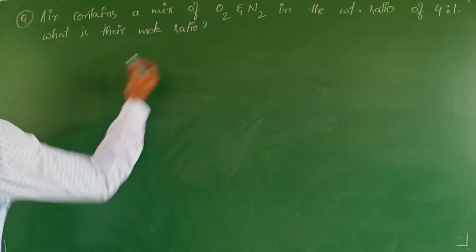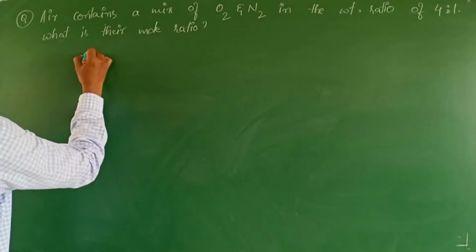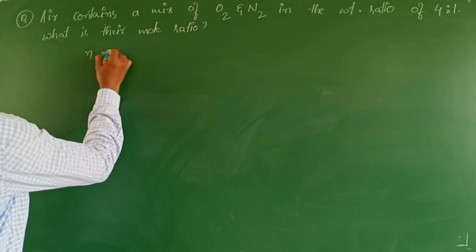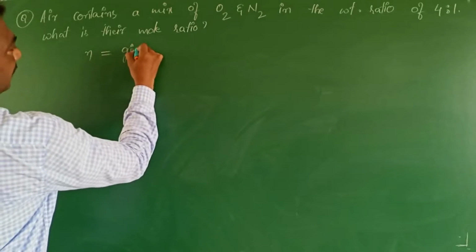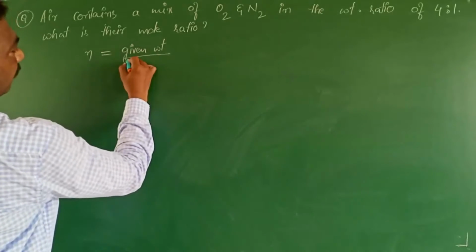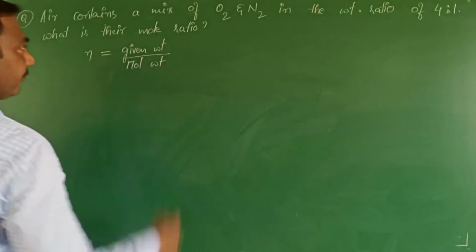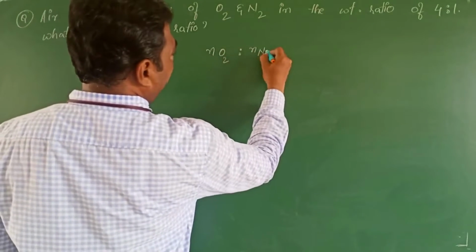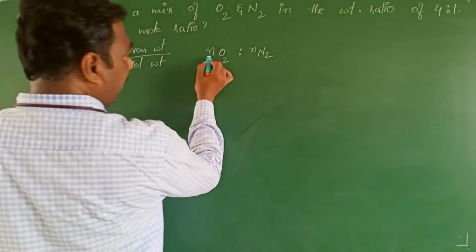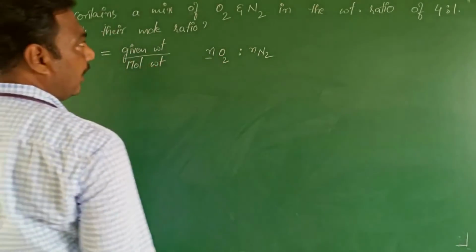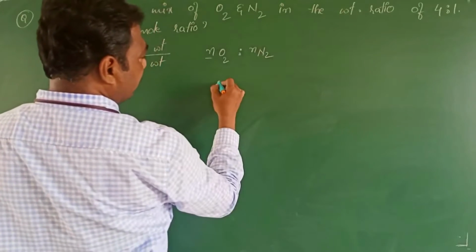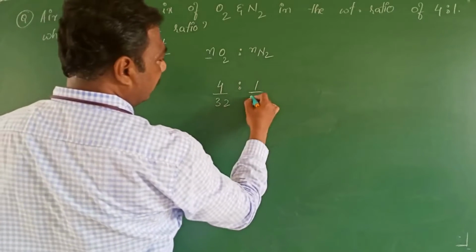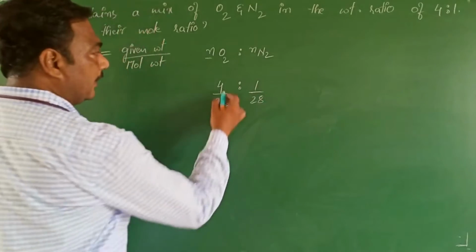In the previous sessions, we already studied how to calculate number of moles. Number of moles is indicated by the symbol small n. n equals given weight by molecular weight. Now, number of moles of oxygen is to number of moles of nitrogen. Their weight ratio is 4 is to 1, divided by their molecular weights, 32 and 28.